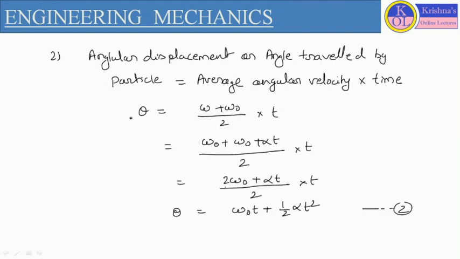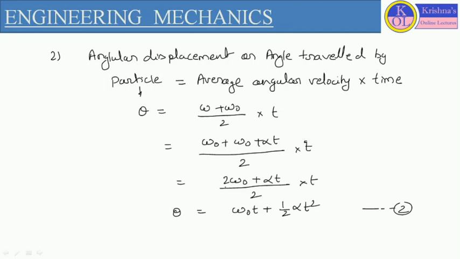Now the second equation we define by this term. As we know, average angular velocity is defined as angular displacement with respect to time, or change in displacement with respect to time. So this angular displacement, or angle traveled by the particle, is average angular velocity into time. This angular displacement is denoted as theta, and the average angular velocity will be omega plus omega naught by 2, multiplied by time period, so it will be t.